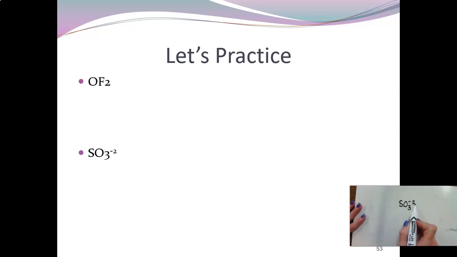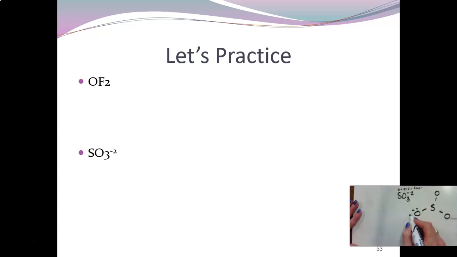Remember that means that you're going to add 2 extra electrons in this structure. Sulfur has 6 valence electrons. Oxygen has 6, and there's 3 of them. Now we have to add the 2 electrons in there. So that's 26 electrons. I'm going to put sulfur in the middle. I'm going to go oxygen, oxygen, oxygen. We're going to see how this works out. Might need to change my bond angles.